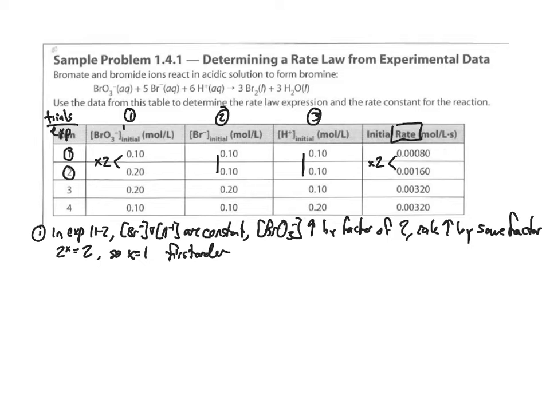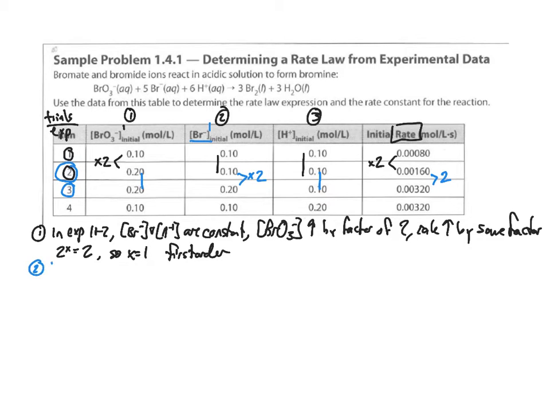All right, so I'm going to change colors for you. Now let's look at the bromine. So if I'm looking at the bromine, I need a situation where the bromate and the H plus hold constant. And I can see that in experiments 2 and 3, again, bromate is constant, H plus is constant, but I increase by a factor of 2 here, and I look, and I'm going from essentially 16 to 32, I'm also increasing by a factor of 2. So the bromine is first order.